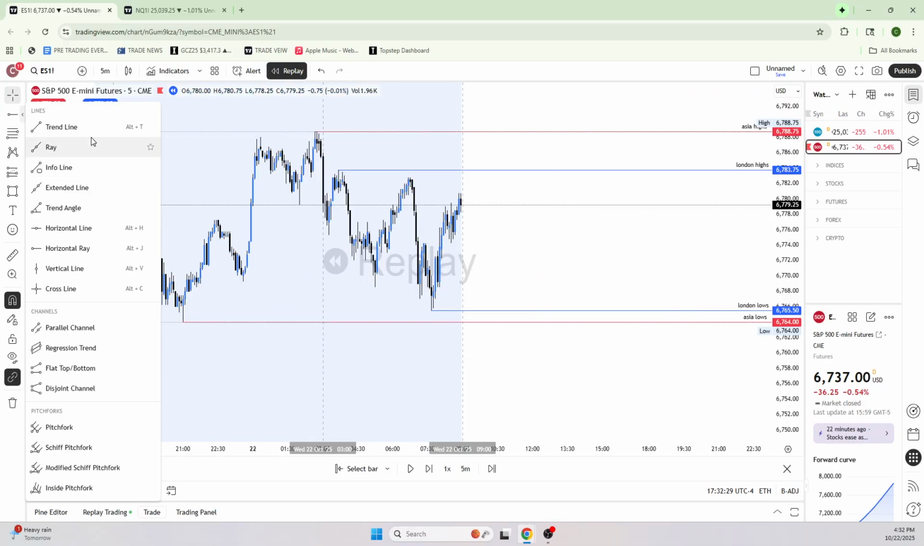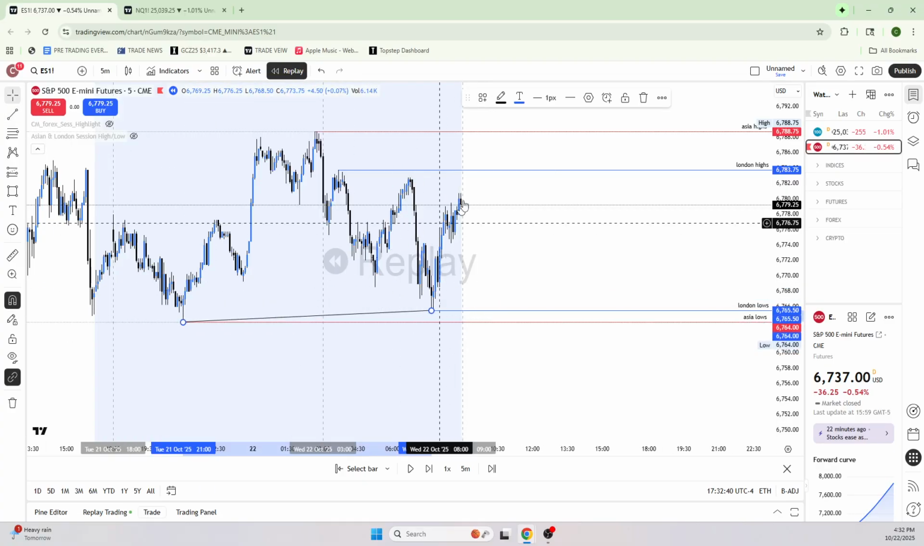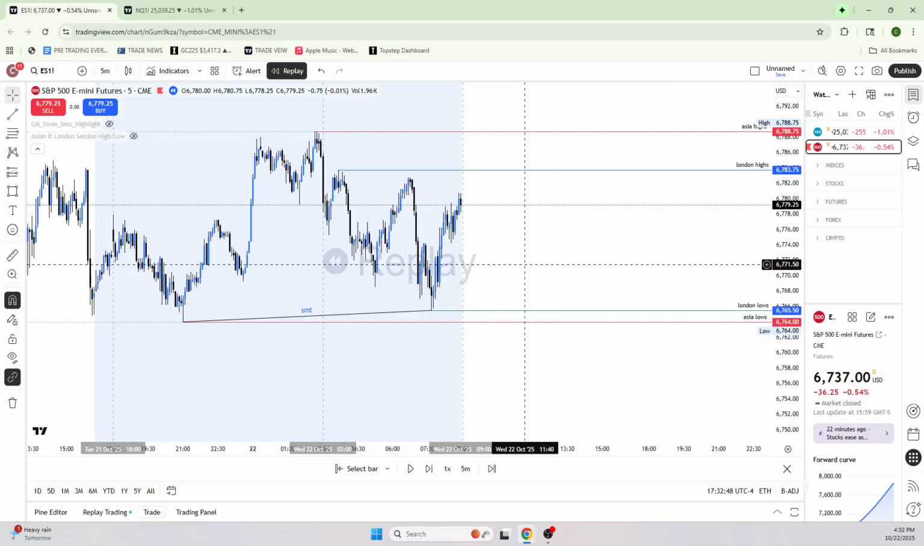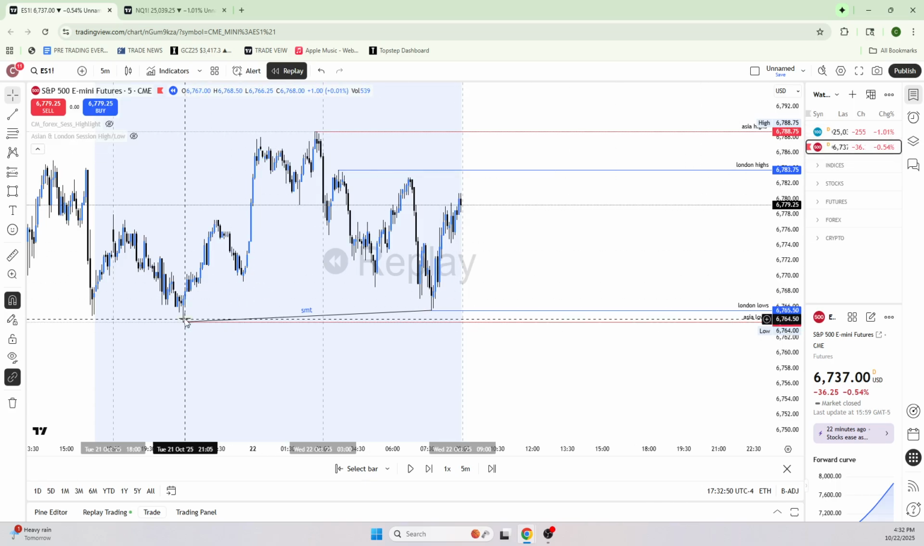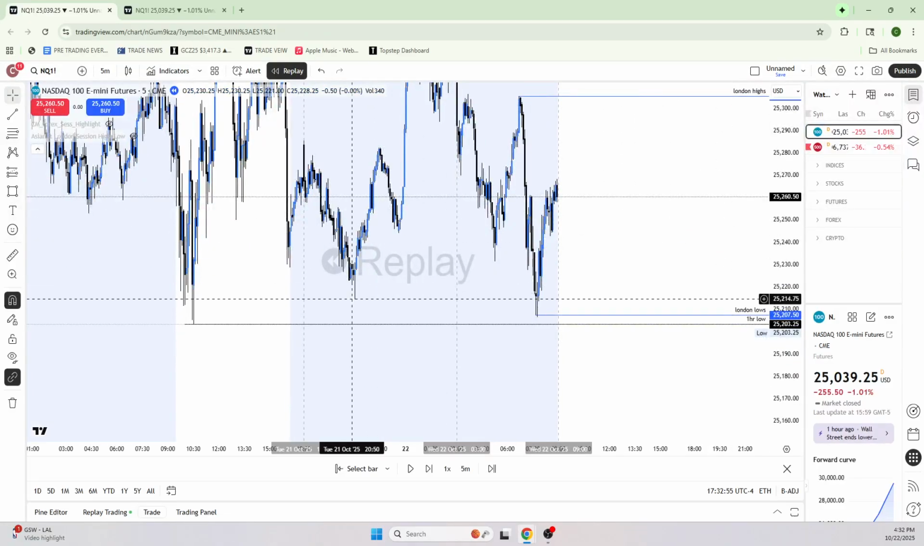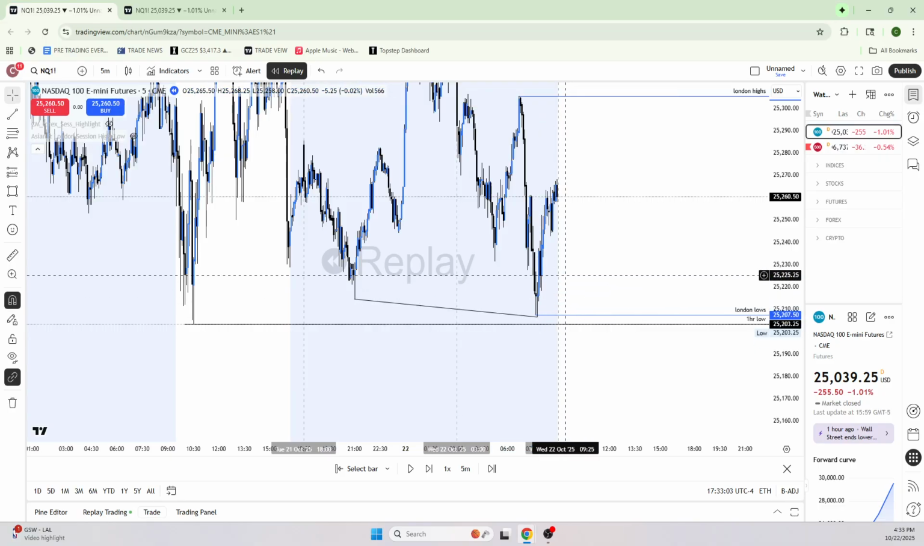So, not array, trend line. Goodness gracious. There. And that low to that low, from Asia lows to London lows, and then these would be Asia lows that got swept, from Asia lows down to London lows. So we have a bullish S&T.